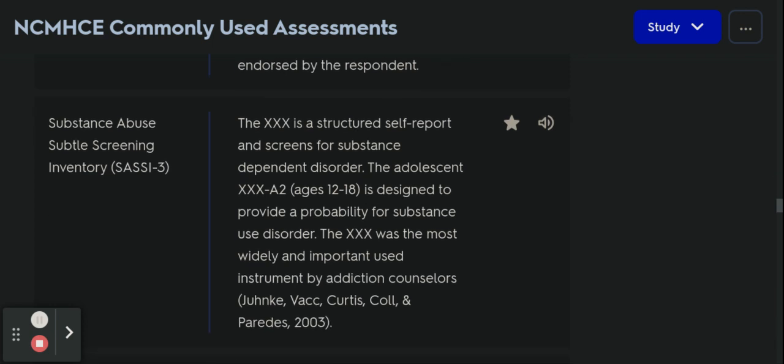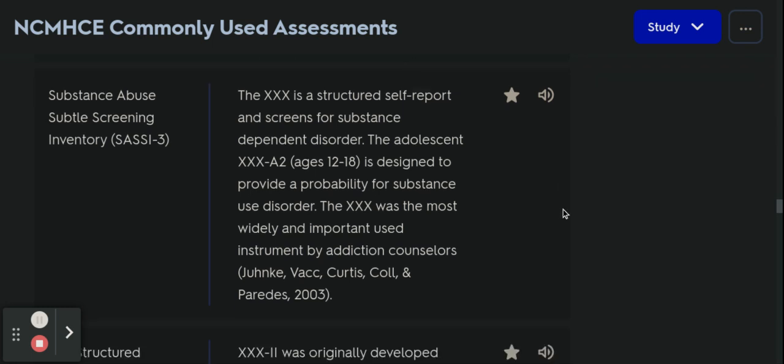The Substance Abuse Self-Screening Inventory, SASI-3, is a structured self-report that screens for substance dependence disorder. The adolescent version of this inventory is for ages 12 through 18. It's designed to provide a probability for substance use disorder. The SASI-3 was the most widely used and important instrument by addiction counselors.